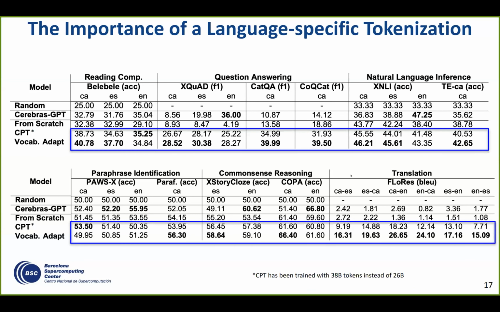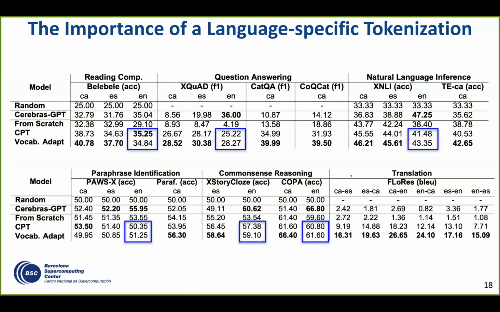And also, if we take a look into the English tasks, it's interesting because both models, of course, lag behind the Cerebras one because we are changing from English to the other languages, and it seems that we are forgetting most of our English data. But it's interesting to notice that even in that scenario, vocabulary adapted models seem to outperform the CPT ones. We think that more research is needed at this point.